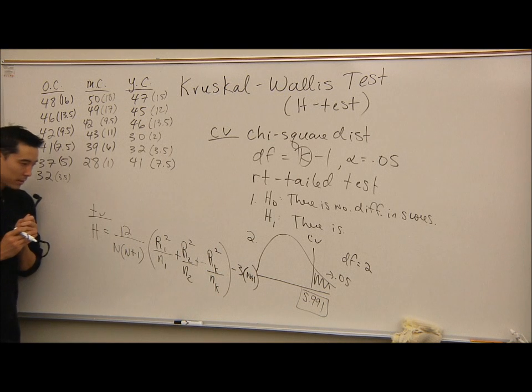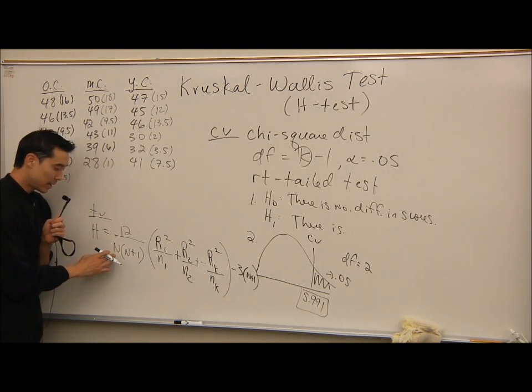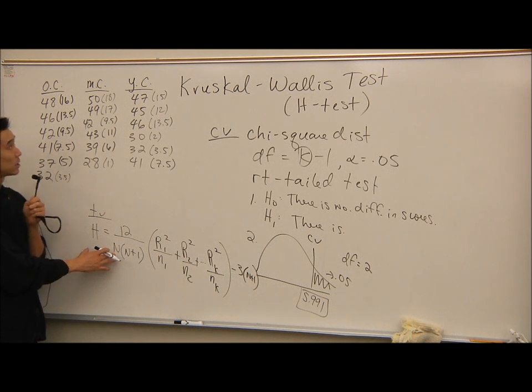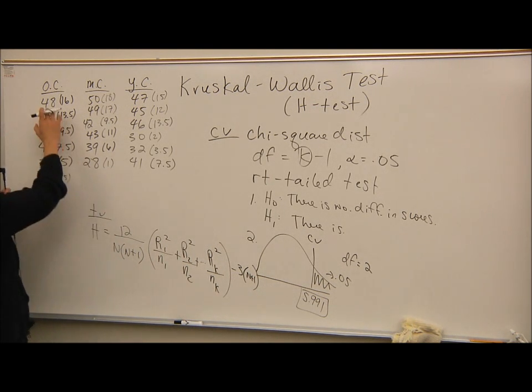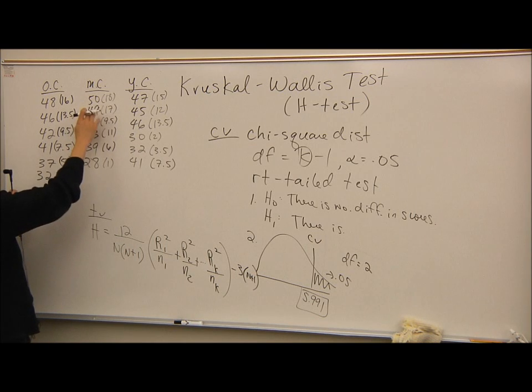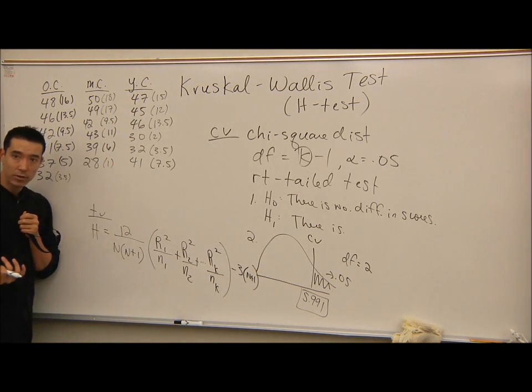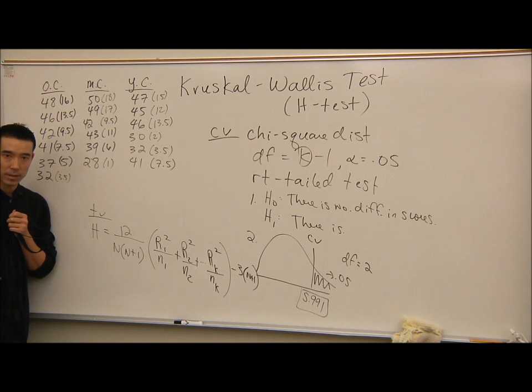All right, so I need to tell you some things. Capital N is the total number, all of the samples, right? So in this case, I think I had 6 in each sample: 1, 2, 3, 4, 5, 6. 1, 2, 3, 4, 5, 6. 1, 2, 3, 4, 5, 6. Great. So capital N is 18 for this problem. It's the total number that we have, or the sum of all the sample sizes. Okay.